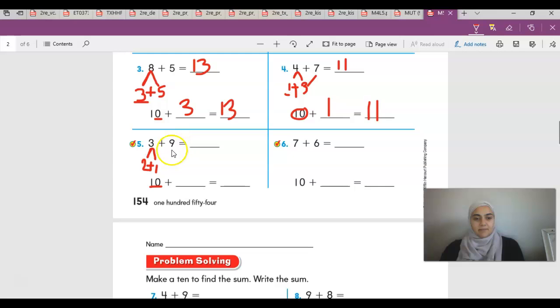So if 9 plus 1 is 10, and they already have that written down, then 10 plus what's the missing number? 2. So 10 plus 2 is what? 12. Very good, 12.